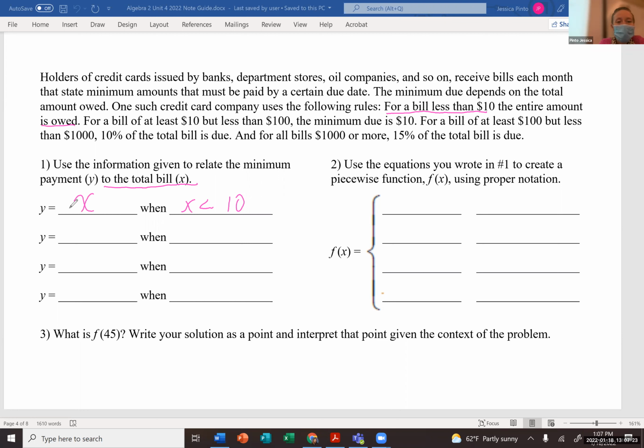Next, it says for a bill of at least 10, but less than 100. So that sounds like the inequalities to me. So 10 is on the left, 100 is on the right. But I don't like it like that. We'll do it the correct way with the proper notation on this side. So for this situation, it says the minimum due is $10. Oh, okay. So it doesn't say anything about the total bill except for the inequalities. It says you've just got to pay 10 bucks.